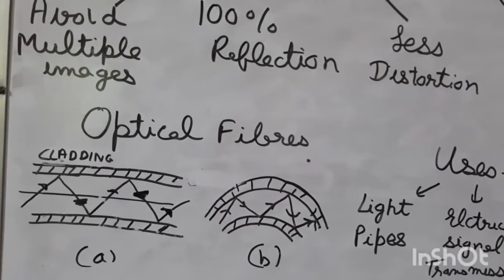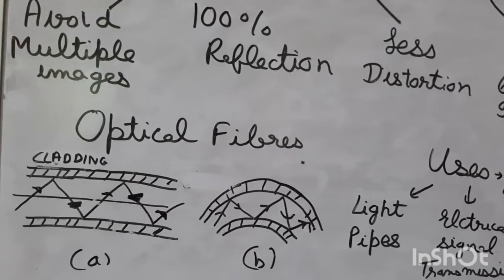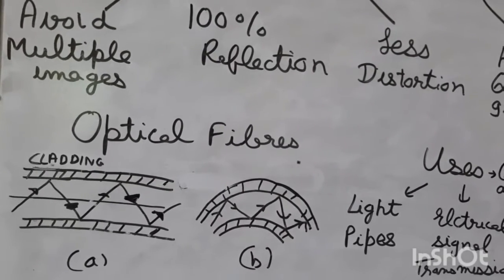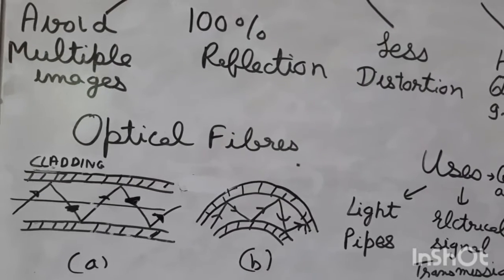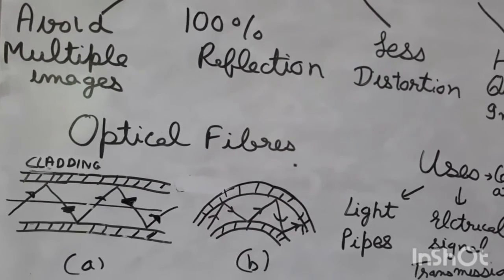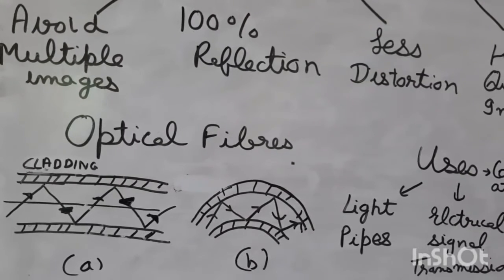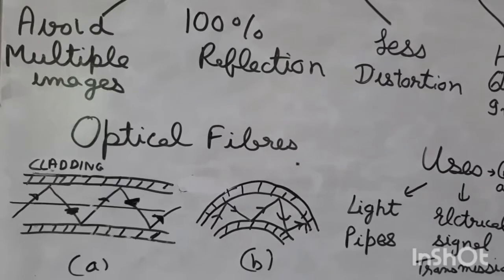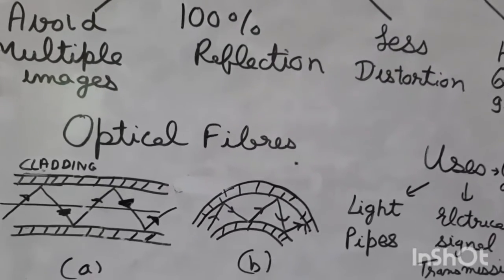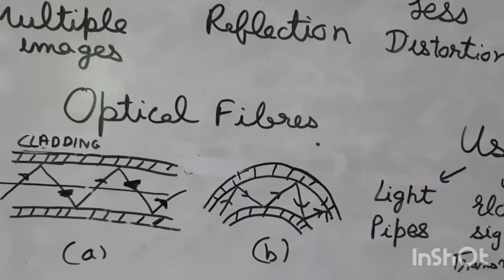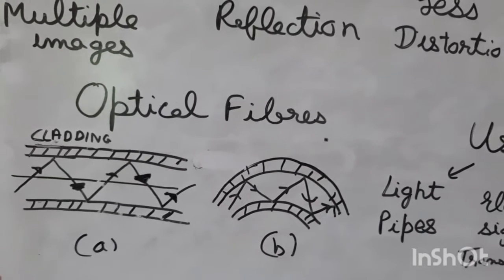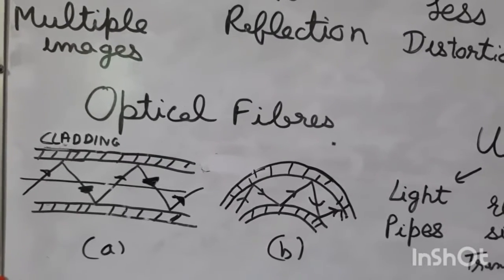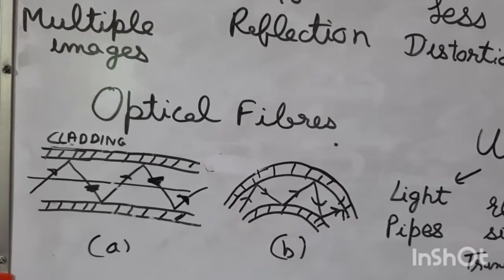Now here you can see that first of all we will discuss the construction. An optical fiber consists of a cylindrical central core of diameter of a few micrometers made up of thousands of extremely thin strands of high quality glass or quartz. And the core is clad by a material of slightly lower refractive index. Why do we use lower refractive index in the cladding?